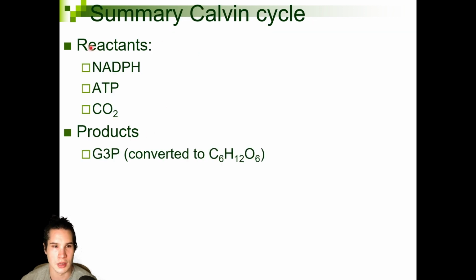So the summary of the Calvin cycle, the reactants going into the Calvin cycle are going to be NADPH from your light reaction, ATP from your light reaction, and CO2 from the atmosphere. And the products are going to be glyceraldehyde 3-phosphate, which is eventually converted into C6H12O6, which could be glucose, which could be fructose. Remember, those are going to be isomers of one another, meaning they have the same chemical formula. However, they might have a different arrangement of atoms.